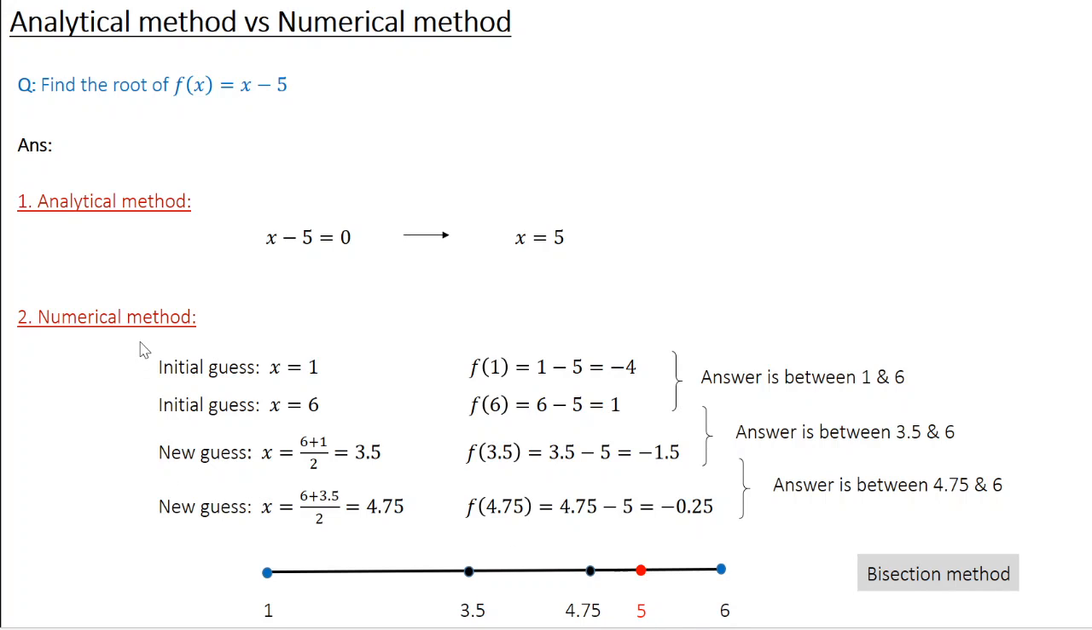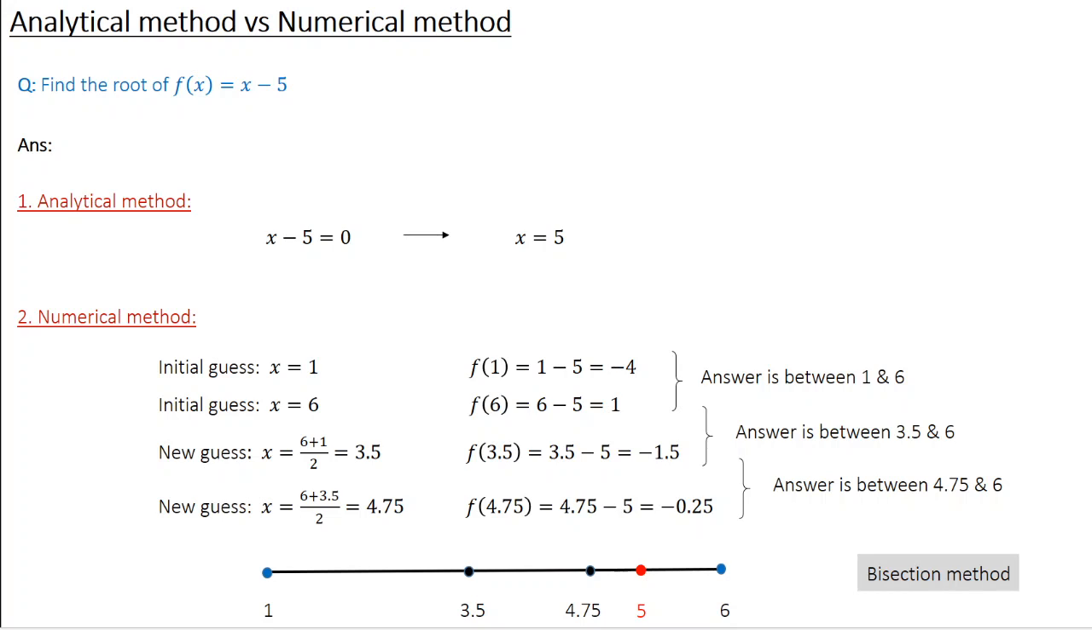But the one fundamental difference between these two methods is that in the case of analytical method, you get an exact solution. Here you get an exact value, x equal to 5. But in the case of numerical method, you will never reach the exact value 5. You will reach a value which is very close to 5, like 4.99999, something like that. In that way, numerical method will give you an approximate solution, not an exact solution.